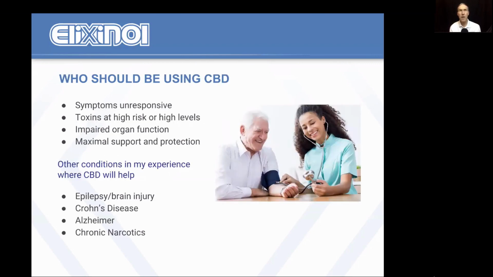So who should be using cannabidiol? We need to look at patients who are really unresponsive to any other measures, or those who are exposed to toxins, or where toxins could cause particular damage. Those with impaired organ functions like heart or kidney, and those people who really need the maximal support and protection right now that cannabidiol can offer. Other conditions that cannabidiol can help in are epilepsy and brain conditions, Crohn's disease, Alzheimer's, and chronic narcotics use. All of these things, cannabidiol can be enormously helpful on.